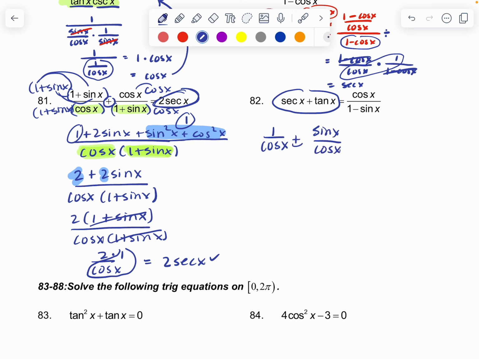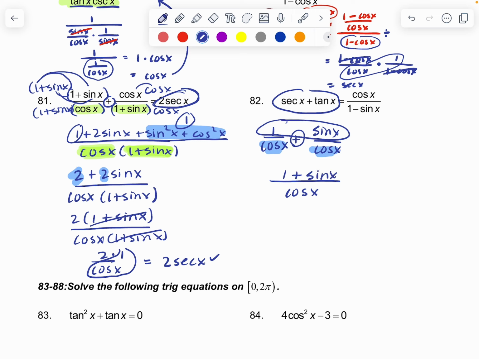And they're asking me to add this together. So I need a common denominator. And look at that, I've already got one. So that's kind of nice. So my common denominator is cosine of x. And then the top, because both bottoms are cosine, is just going to be the same. It's going to be 1 plus sine of x.